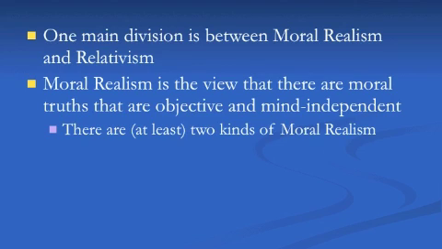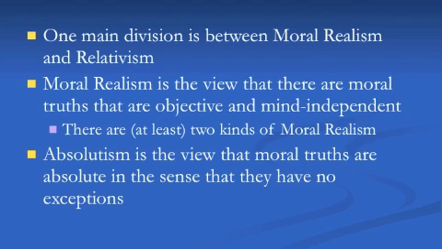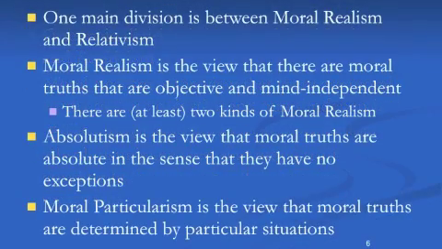So moral realists will think that there are facts out there, there are truths that can be known, and we'll talk briefly about that shortly. But there are at least two kinds of moral realism that we need to be clear about, and we will call them absolutism versus moral particularism. So absolutism is the view that moral truths are absolutes in the sense that they have no exceptions. Moral particularism, on the other hand, is the view that the moral truths are determined by particular situations.